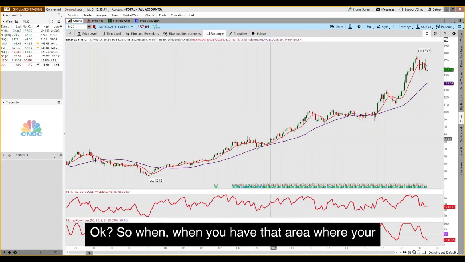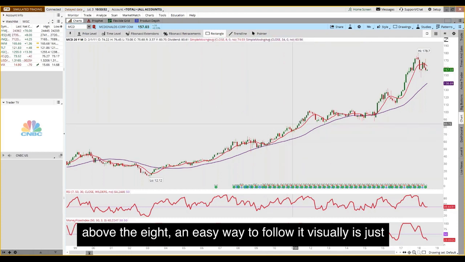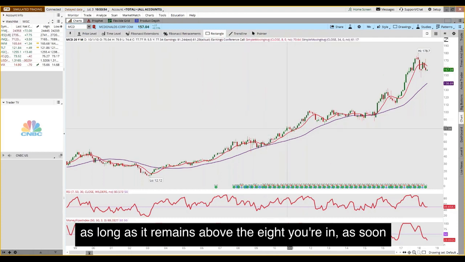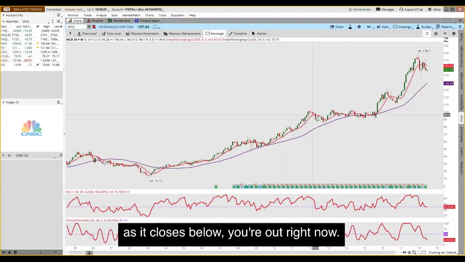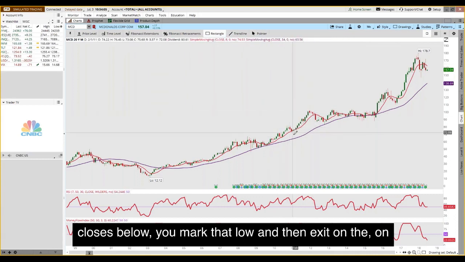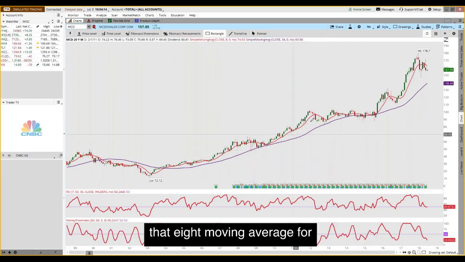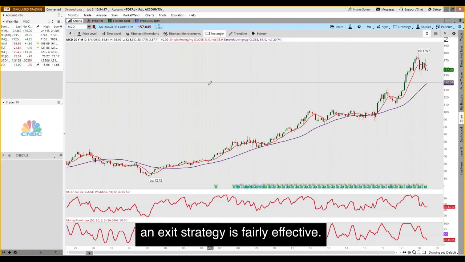So when you have that area where your indicators are suggesting an entry and it's crossing above the 8, an easy way to follow it visually is just as long as it remains above the 8, you're in. As soon as it closes below, you're out. You can also mark that low and then exit on the follow through, because it could just pop right back up above. But that 8 moving average for an exit strategy is fairly effective.